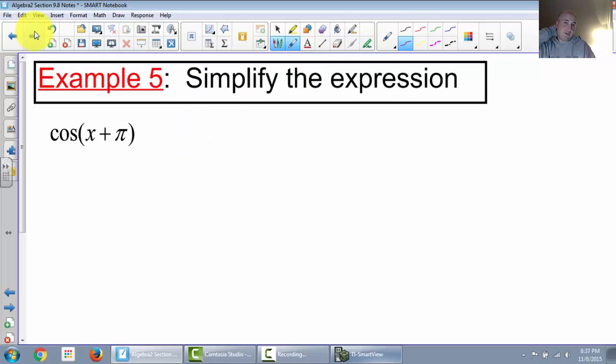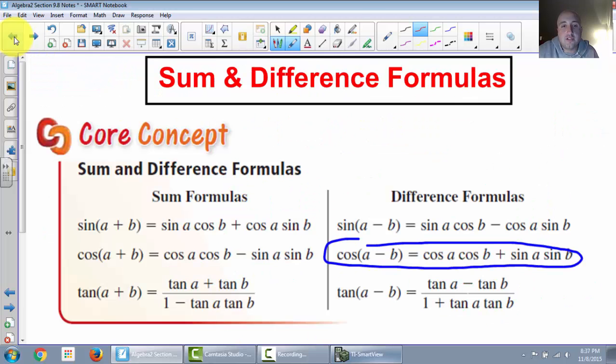And last but not least, we have problem type number 3, which is probably the easiest. Okay, so let's see what we have here. So once again, we're going to see which sum formula we're using. We're going to do cosine of A plus B, but this is really x plus pi. So we're going to do the cosine plus. So here is our formula that we're going to use.